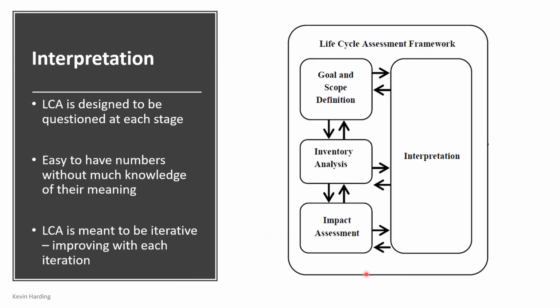The last step, which I think I've actually already covered, is the interpretation. So as I say, LCA is designed to be questioned at each stage. So it's easy to have numbers without much knowledge of their meaning. I think that's more than obvious. So it's meant to be iterative. So if you go up and down, as I say before, if something's wrong, go back up. If it's right, carry on. Question every stage. As an engineer, you should be questioning everything at every stage anyway. So I don't think you should need to be told to be questioning at every stage. Not questioning in a negative way, but trying to be constructive to improve this.